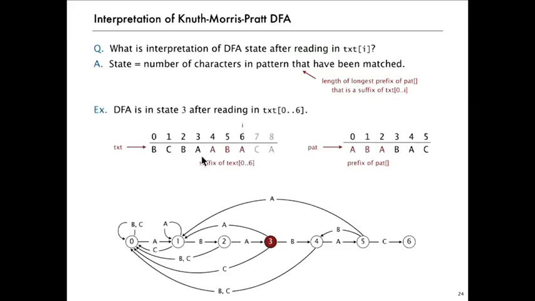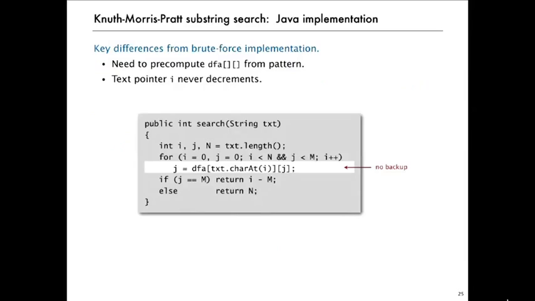So if the DFA is in state 3, after we read the first 6 characters of the text, ABA is the longest prefix of the pattern that's also a suffix of the first 6 characters of the text. Another prefix of the pattern that looks like it might work is ABABA, but that's not a suffix of the text ending at character 6. And so that interpretation is useful to understand what's going on.